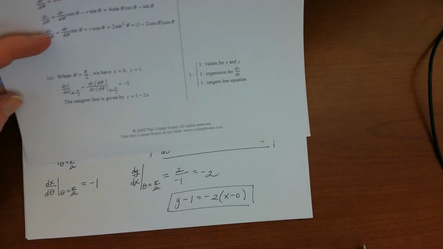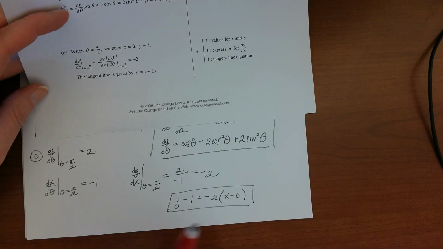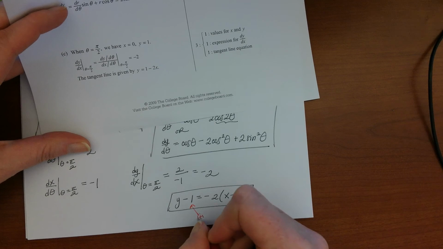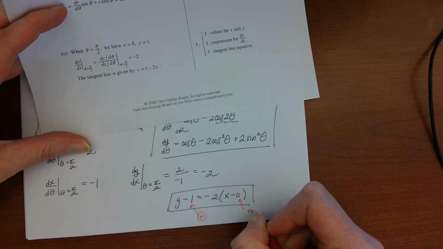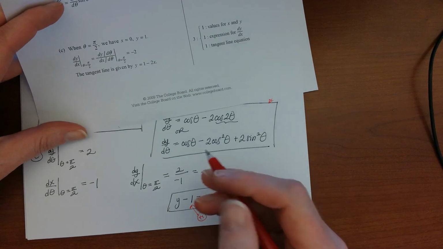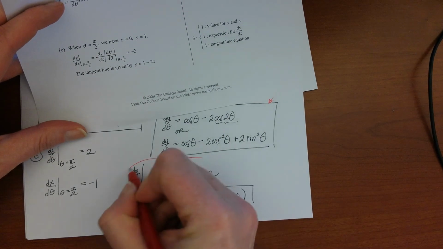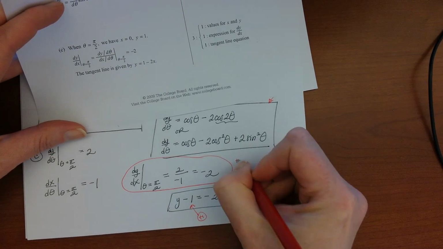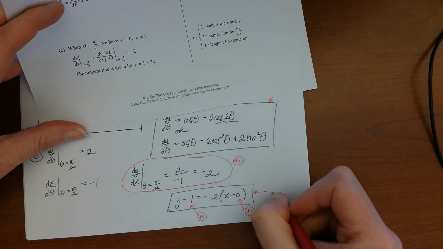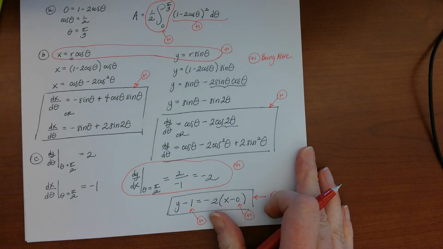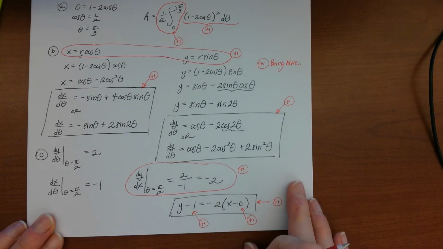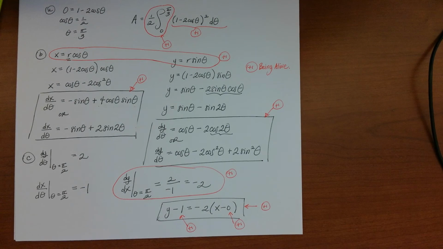Okay, so points for part C. 1 point for the values for x and y. 1 point for your expression for dy dx. And then 1 point for your tangent line equation. There we go. All right, my friends, that's your 9 points. Hopefully you got a couple of them.